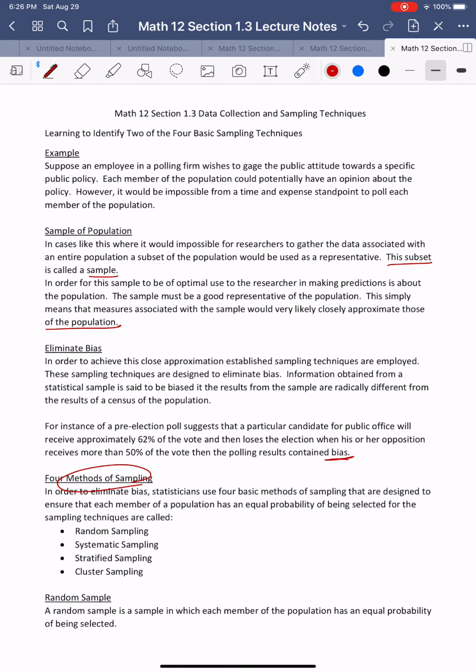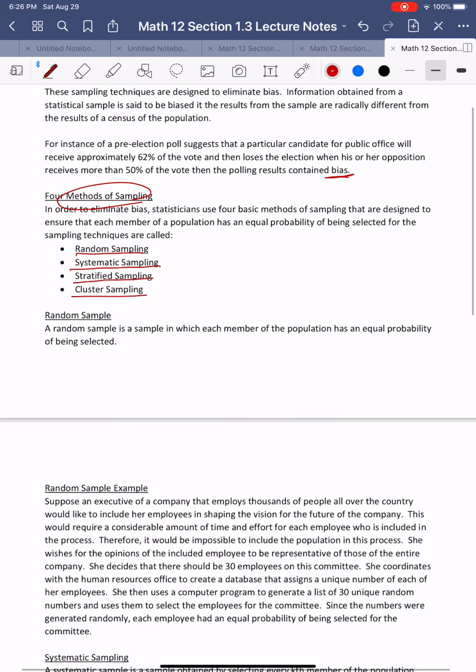In order to eliminate bias, statisticians use four basic methods of sampling that are designed to ensure that each member of the population has an equal probability of being selected. The four sampling techniques are called random sampling, systematic sampling, stratified sampling, and cluster sampling. A random sample is a sample in which each member of the population has an equal probability of being selected.